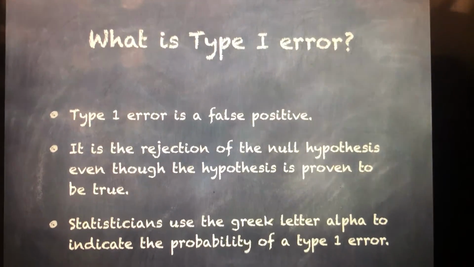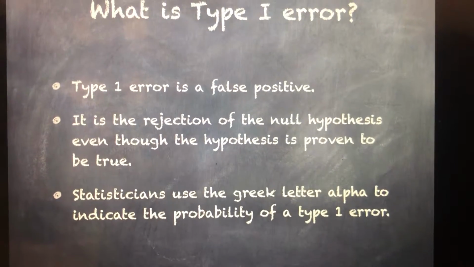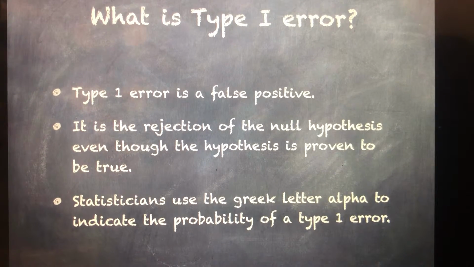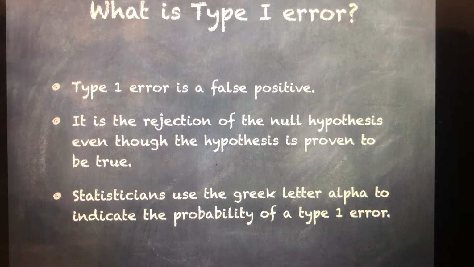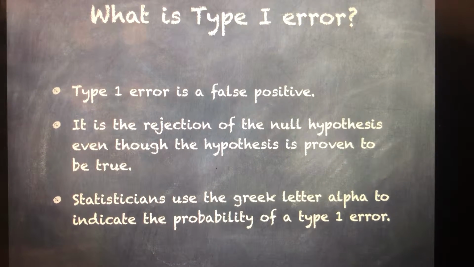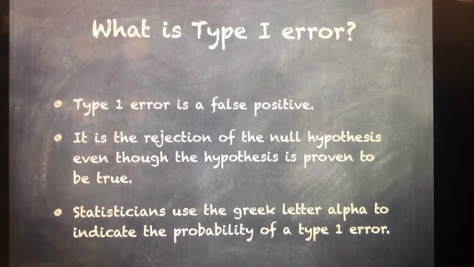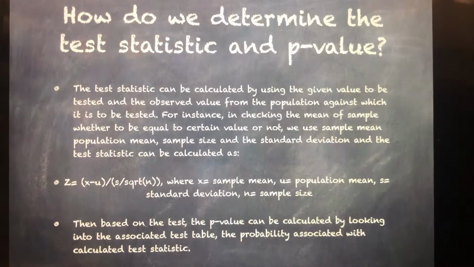What is type 1 error? So, type 1 error is a false positive. It is a rejection of the null hypothesis even though the hypothesis is proven to be true. Statisticians use the Greek letter alpha to indicate the probability of type 1 error.